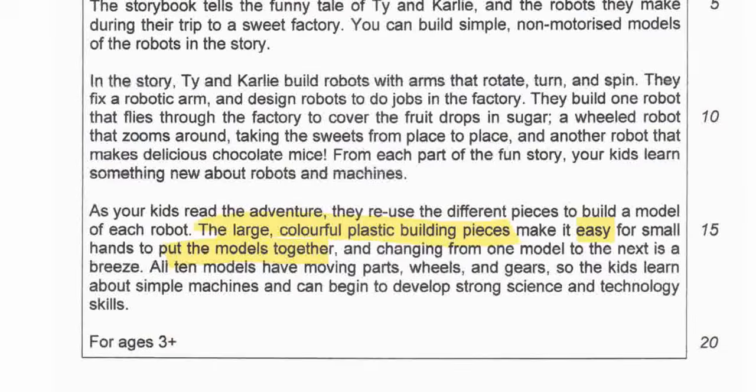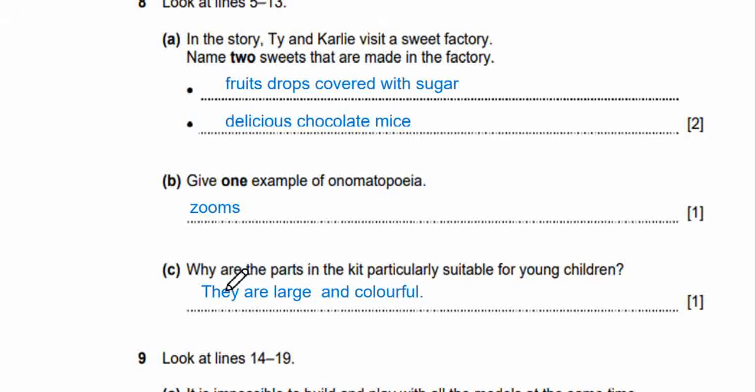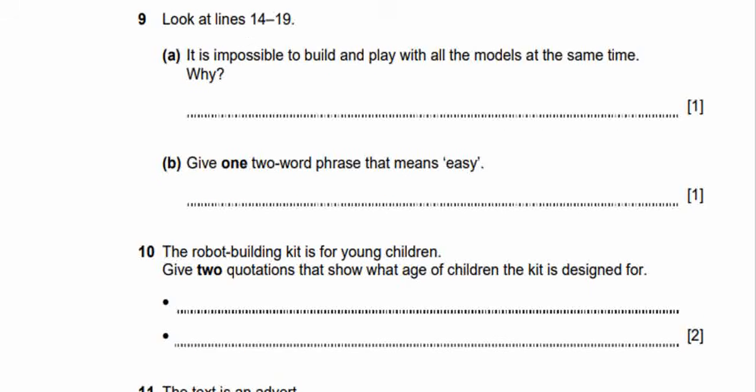Right. So we just have to type 1, enter. Why are the parts in the kit particularly suitable for young children? They are large and colorful. Next, number 9. Look at lines 14 till 19. It is impossible to build and play with all the models at the same time. Why? Give one two-word phrase that means easy.